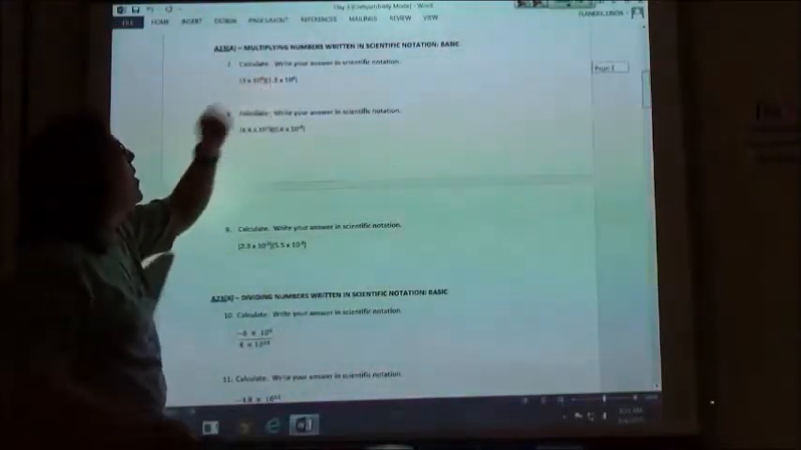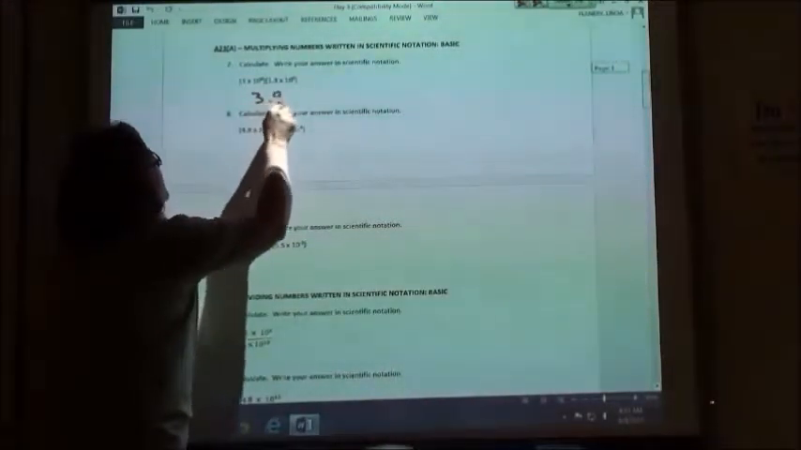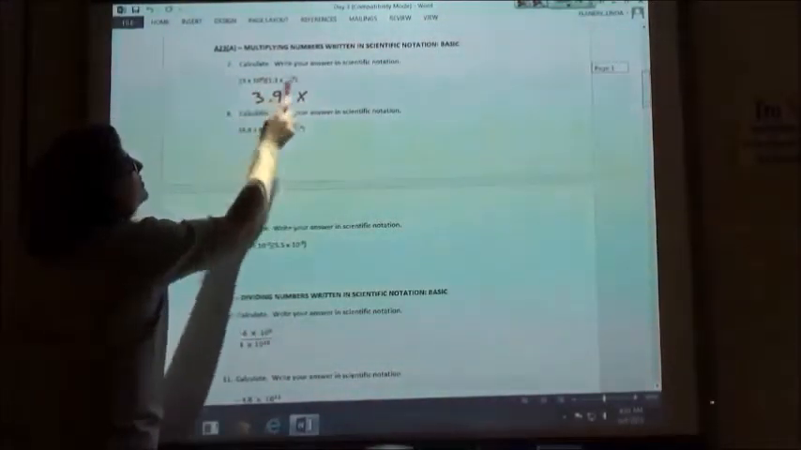The next ones, we are multiplying numbers written in scientific notation. When I'm multiplying them, I'm multiplying the like parts together, so I'm going to multiply the numbers in front together, and then I'm going to multiply the base 10 numbers together, and when we multiply with the same base, we add our exponents. So I'm going to take the 3 times the 1.3, which would be 3.9, and then 10 to the 8th times 10 to the 6th, I'm adding my exponents. So I'm going to get 3.9 times 10 to the 14th power.